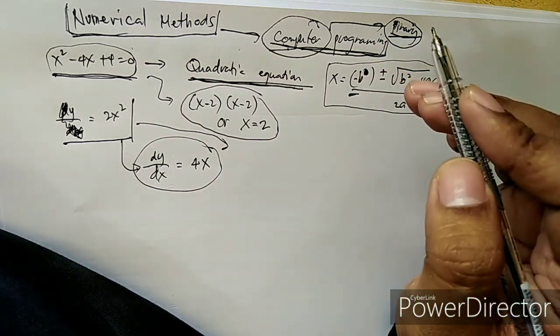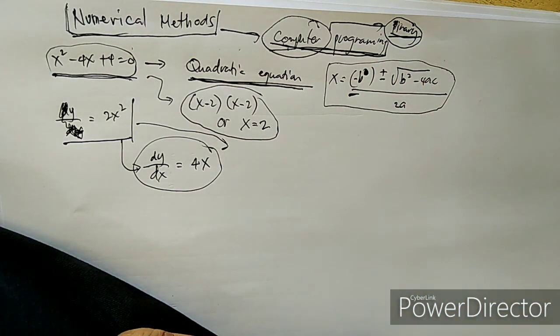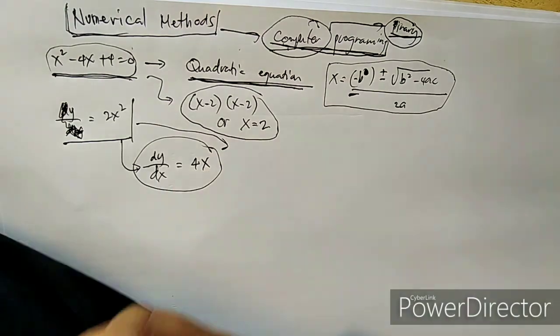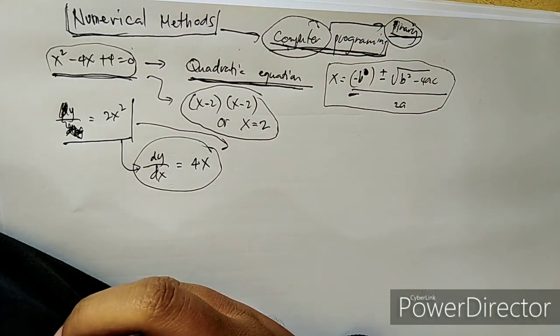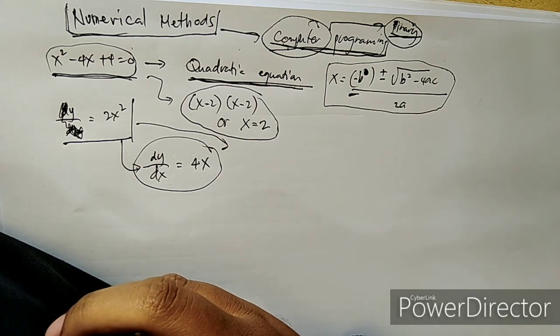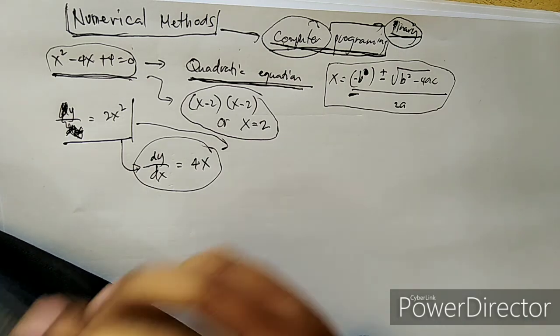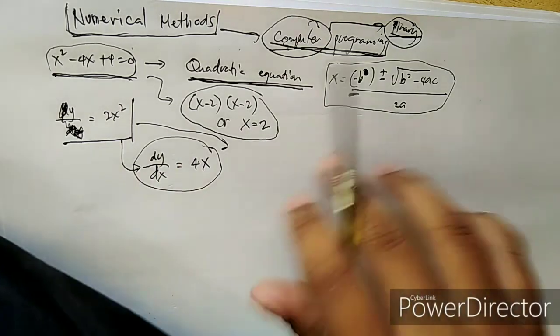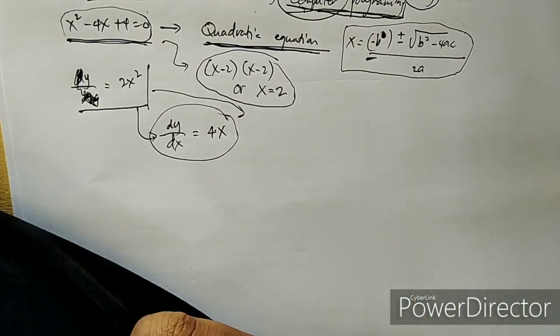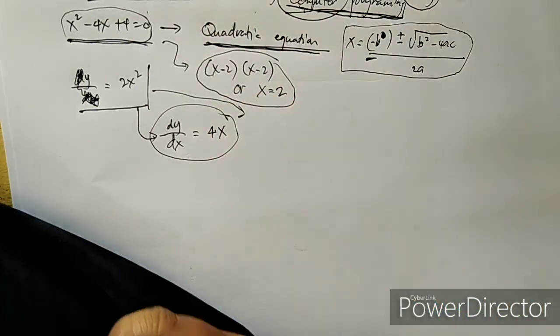So we need to find a method that will solve the root of the function even if the degree changes, so that even if the degree changes, the computer can still solve the function using numerical methods.